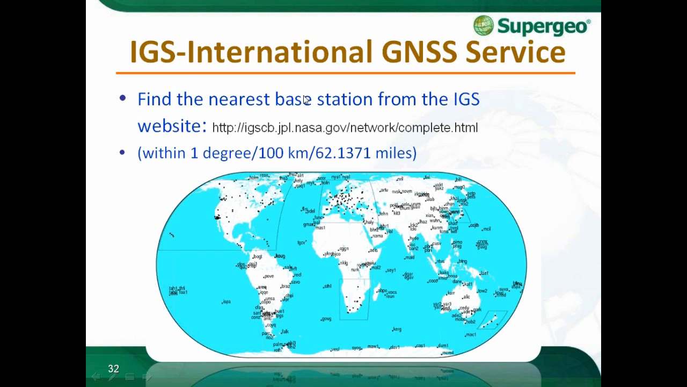If you don't have your own base station, you have to go to the IGS International GNSS Service website to find the nearest base station. It is recommended to use a base station that is within 1 degree or 100 kilometers of your location. So, for example, if you are based in Brazil, you can use this base station to perform the post-process.